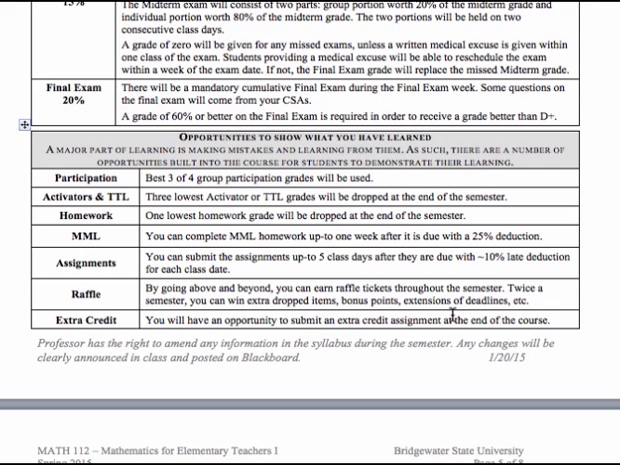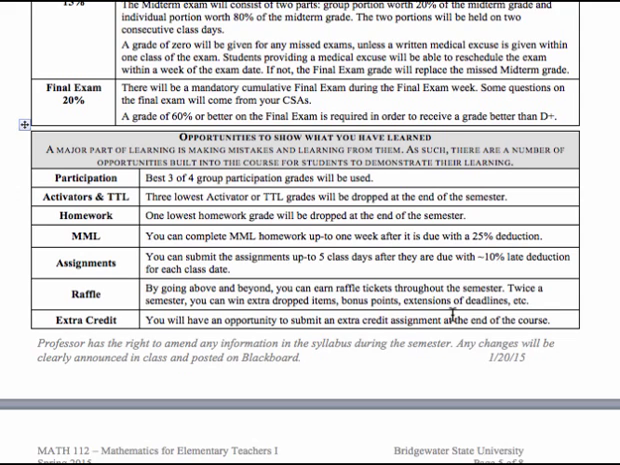So in this way, I have a number of different components of the course that you may want to pay attention to. First of all, participation. The best 3 of 4 participation grades will be used. So if you did not have a good group experience in one of the groups, that particular experience will be dropped. The lowest 3 activators or tickets to leave will be dropped at the end of the course.